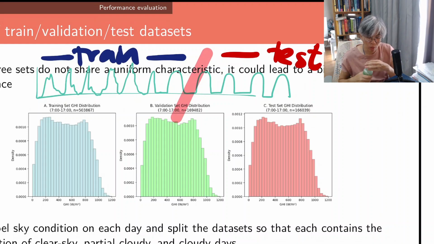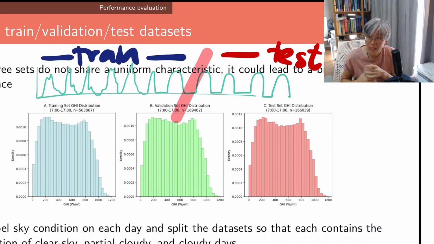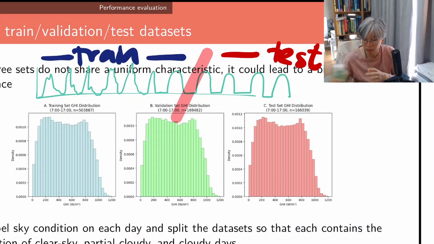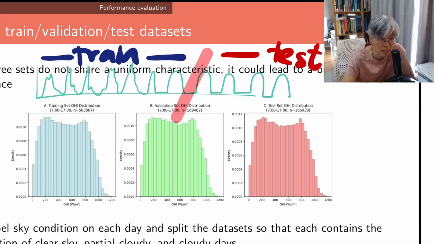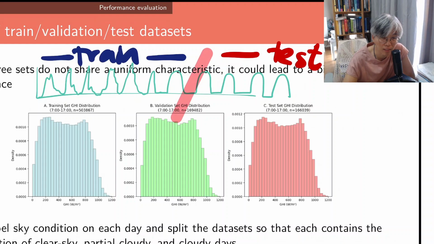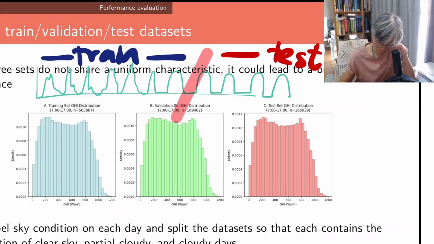And one note is that the data in the training set should consist of data from various conditions, from both clear sky and cloudy conditions, because you want your model to learn all kinds of patterns of solar irradiance.